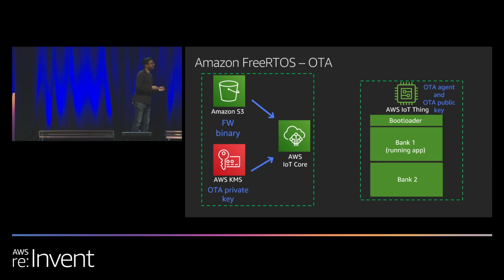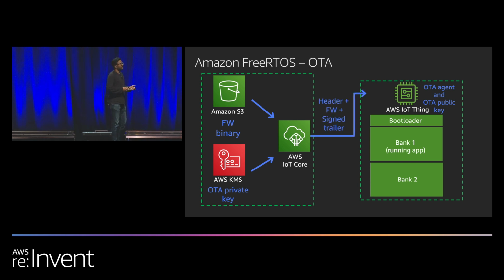So these 3 services, when you try to push an OTA image to the device, talk to one another, and ultimately create and send a packet which is composed of what we call a header at the top, the firmware binary image itself, and then the signature of the entire thing at the very bottom. And that signature is created using the private key.